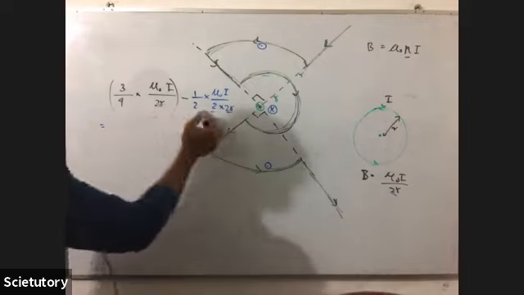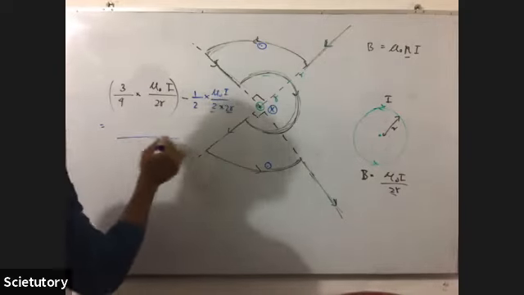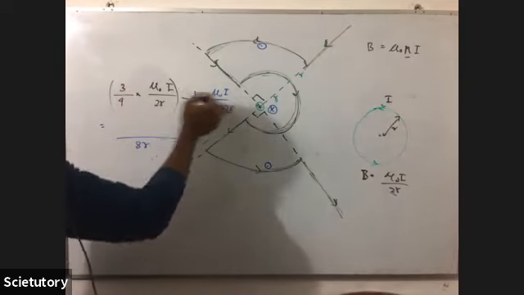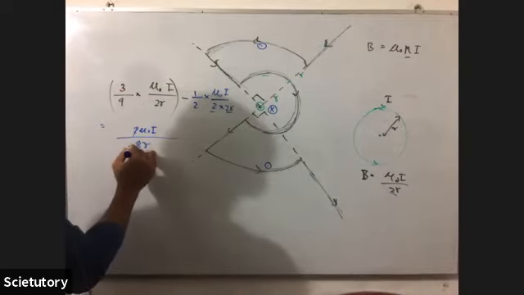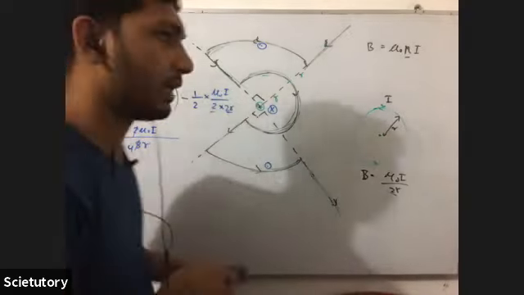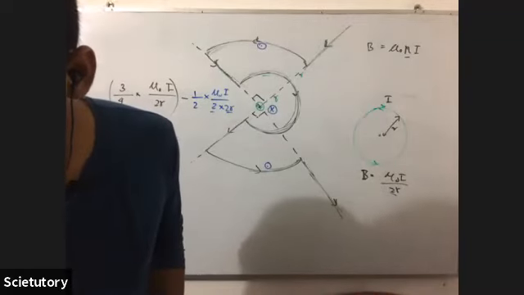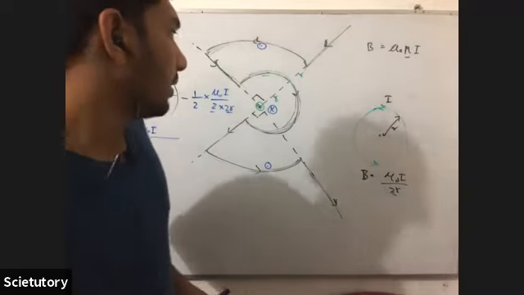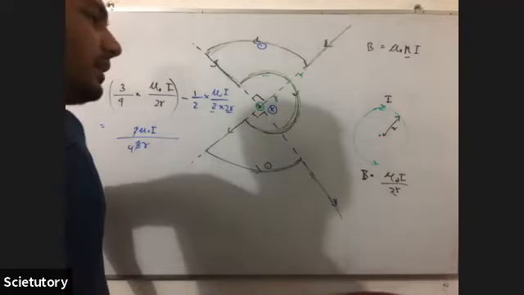So now you know this is 8, this is 8. So when you subtract, the LCM is easy here. So 8r. 3 mu I minus 1 mu I is 2 mu I, mu naught I, sorry. So this is 4. Now mu naught I over 4r, in which direction? Inwards, sir. Yeah, inwards.